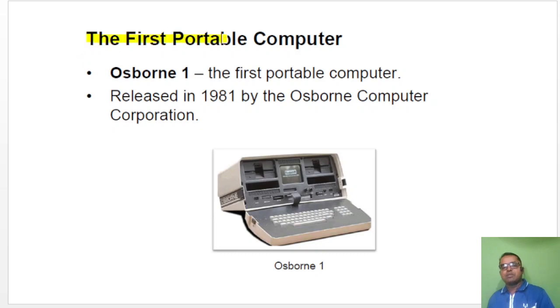The first portable computer is nothing but Osborne 1. Which is the first portable computer? Osborne 1, released in the year 1981 by Osborne Computer Corporation.